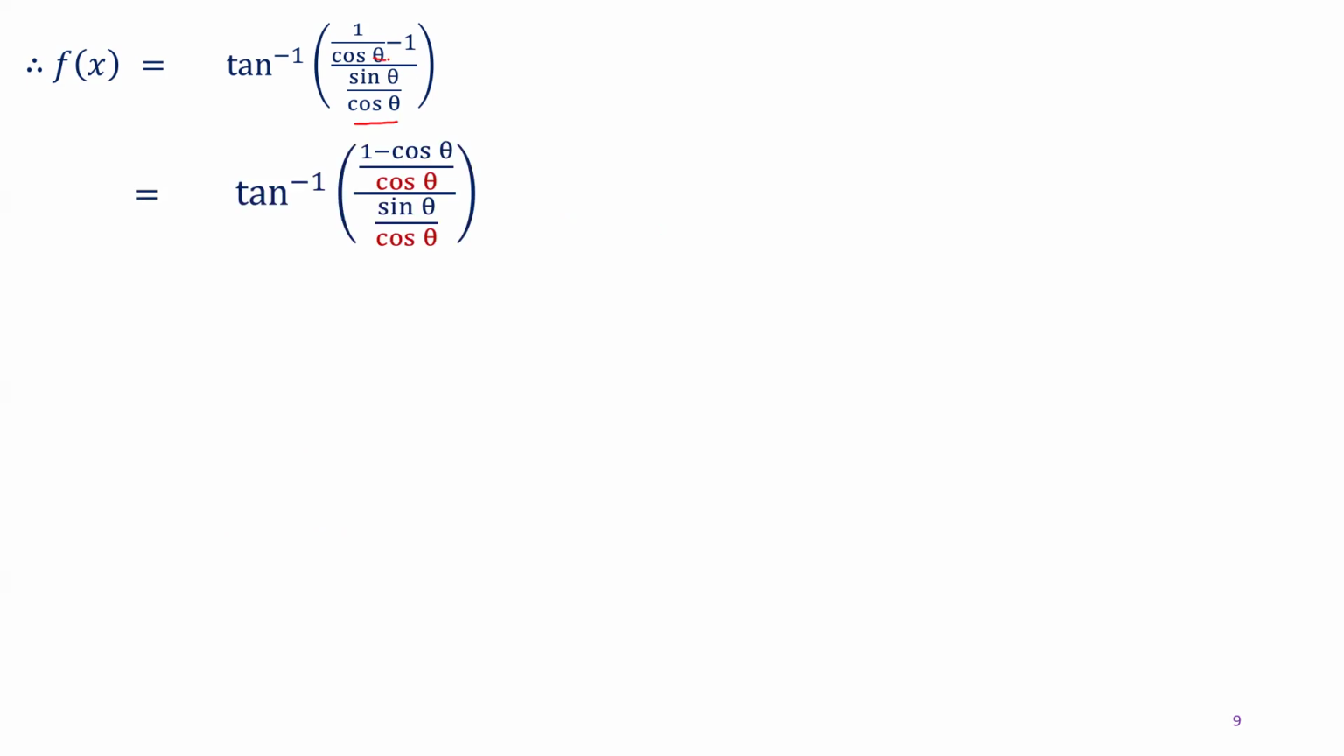Let us take the LCM over here. It is cos theta. So (1 minus cosine theta) upon cos theta and whole divided by sine theta upon cos theta. So this cos theta and cos theta will cancel. We have tan inverse of (1 minus cos theta) upon sine theta.